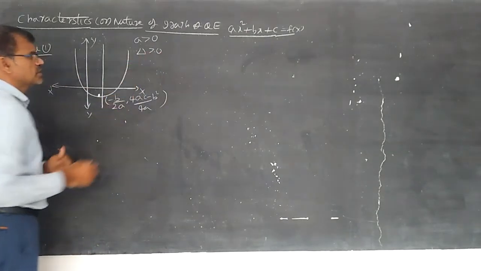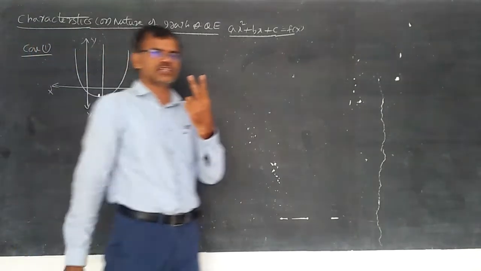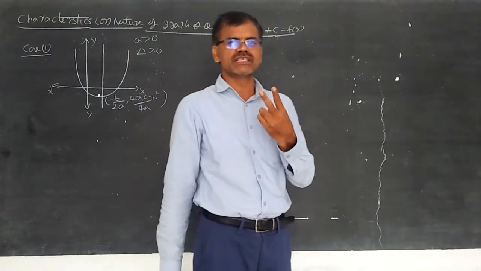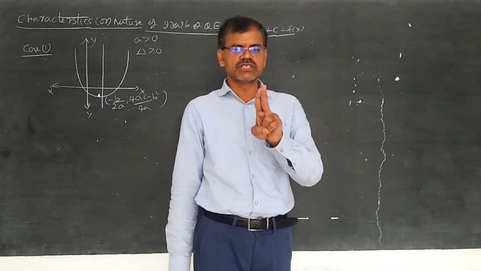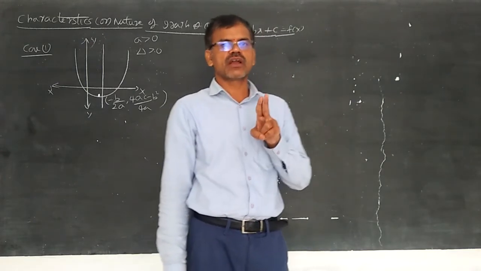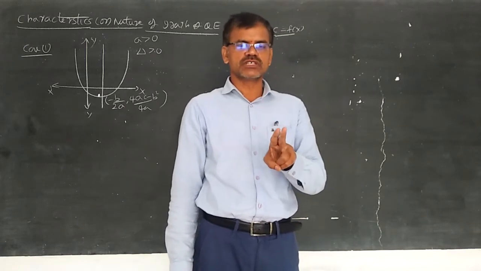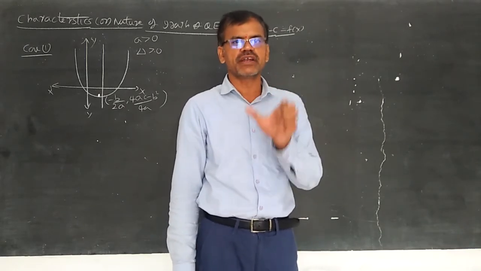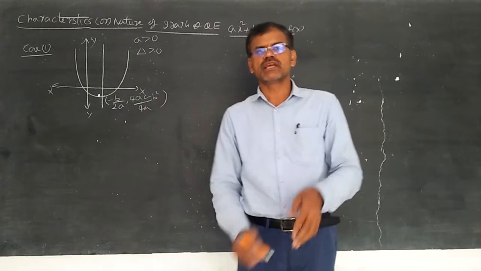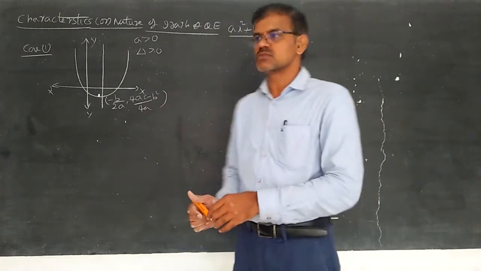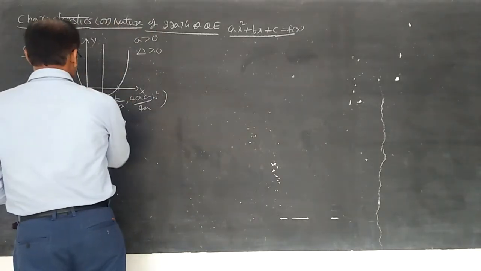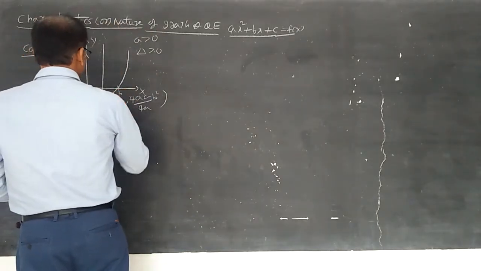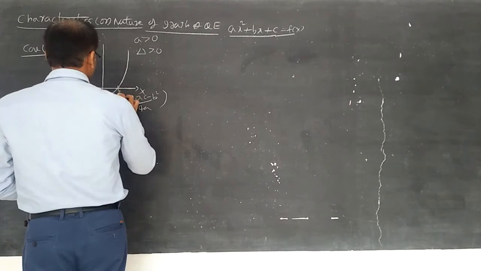Delta greater than 0 indicates there are two real and distinct roots. Whenever there are two distinct roots, the graph intersects the x-axis at two distinct points. Whenever the graph intersects the x-axis at two distinct points, they are called points of intersection. You will be learning this in geometry also, in advanced sums. Here two points are there. You can put A, B.